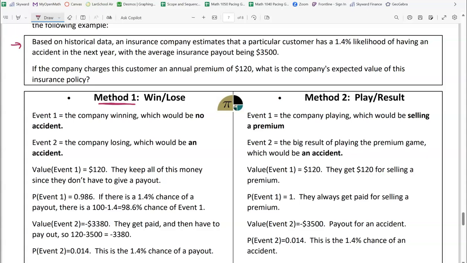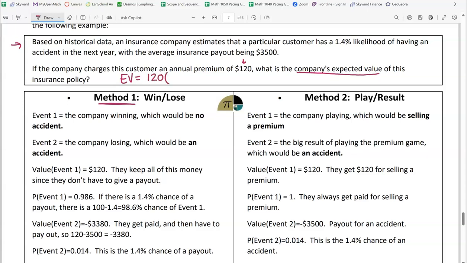So, we go to our expected value. We have to do this by outcome. There are two outcomes here. Either the person doesn't have an accident or they do, right? So if they don't have an accident, remember we're thinking about this from the company's point of view, since we want the company's expected value, the company is going to gain $120, because that's how much they charge. So the company would gain $120.